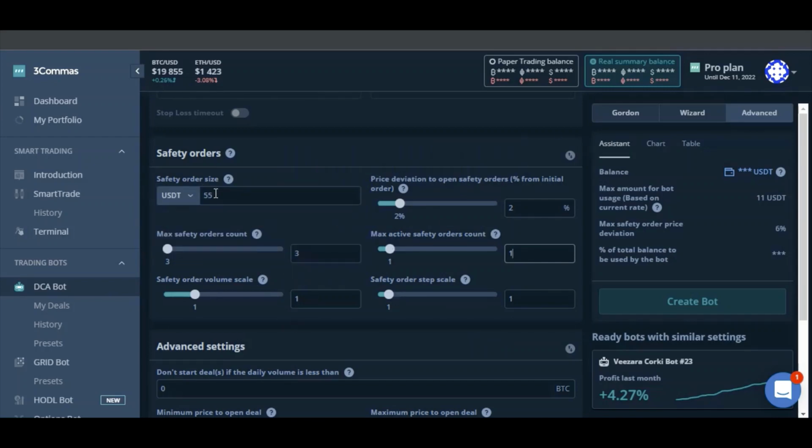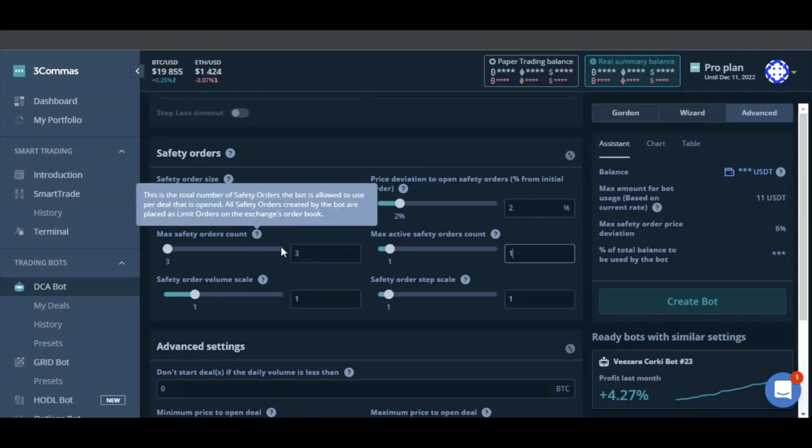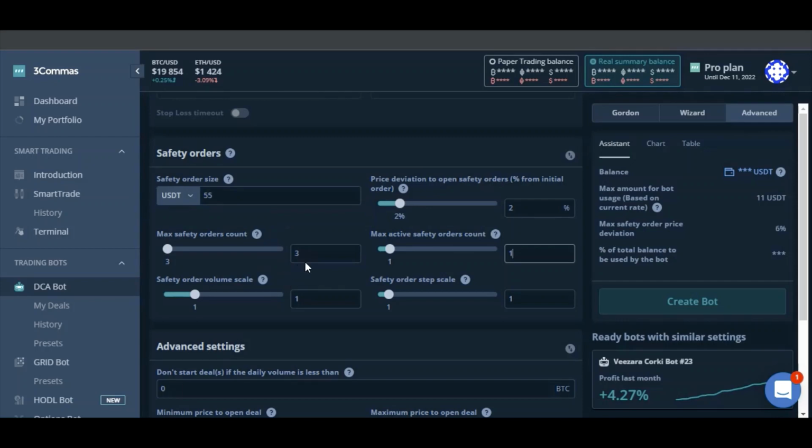This safety order size 55 means, as I explained before, if the market is going to move against you, if the market is going to go down, it will keep on buying $55 worth of Ethereum at 20x leverage 3 times. This is safety orders 3 times, so 55, 55, 55, 3 times it is going to buy. And buying levels are 2% down from each level.